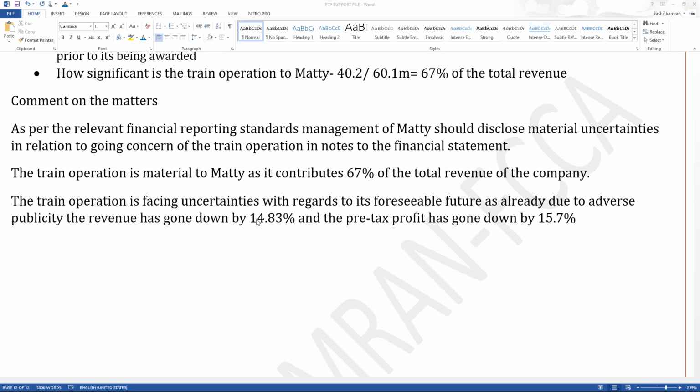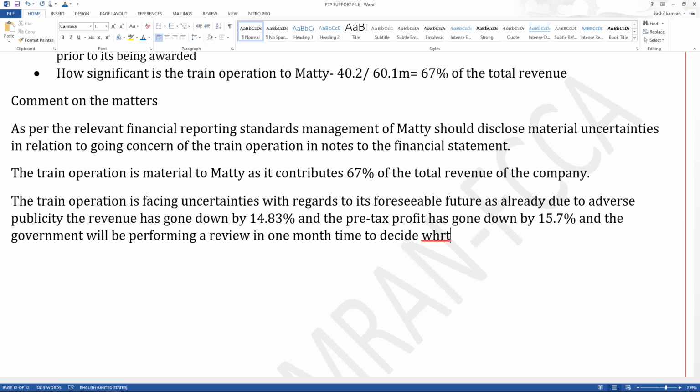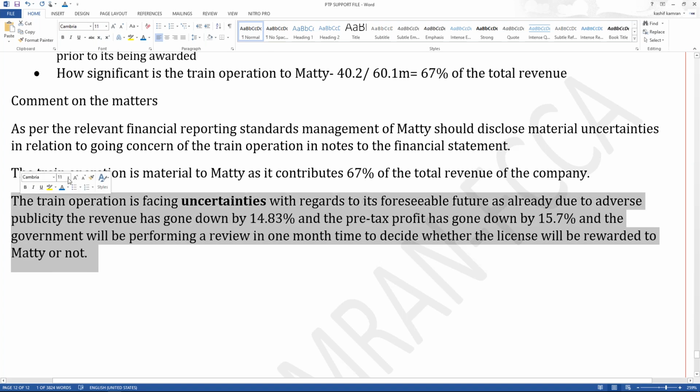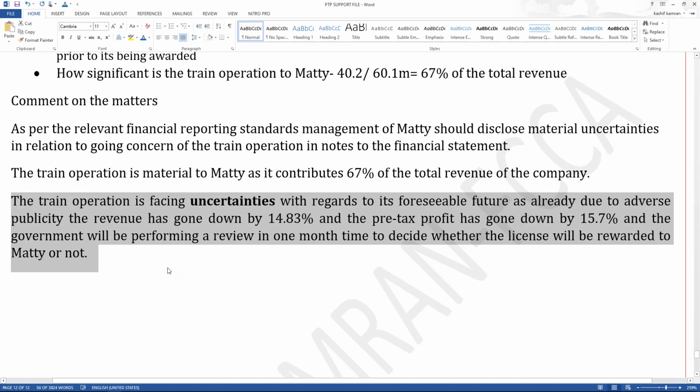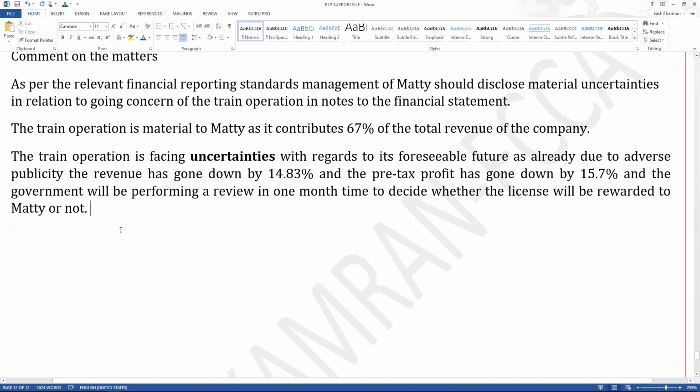the revenue has gone down by 14.83% and the pre-tax profit has gone down by 15.7%, and the government will be performing a review in 1 month's time to decide whether the license will be awarded to METI or not. So you're telling the examiner that these are the uncertainties in the question. They are facing adverse publicity, revenue has gone down, profit has gone down, and in 1 month's time, the government will be performing a review to decide whether the license will be given to METI or not.